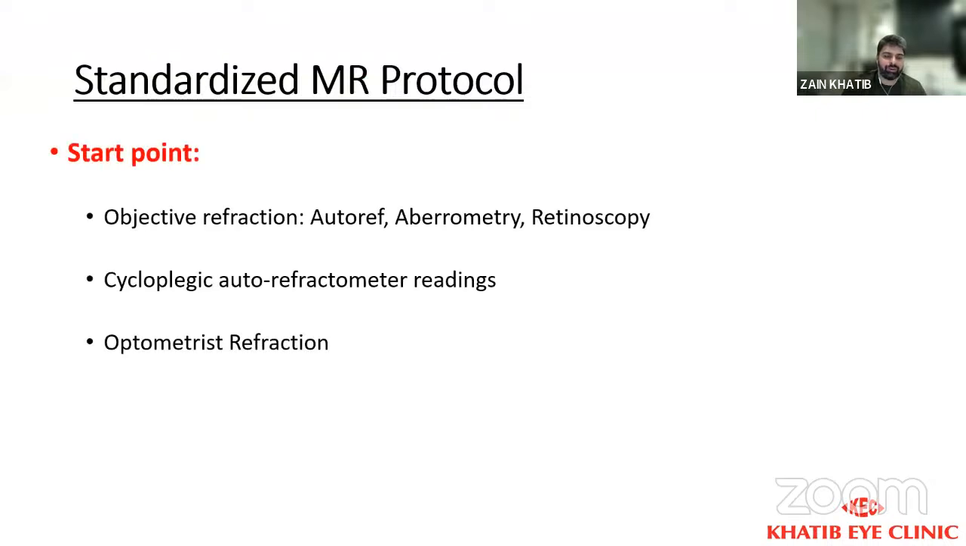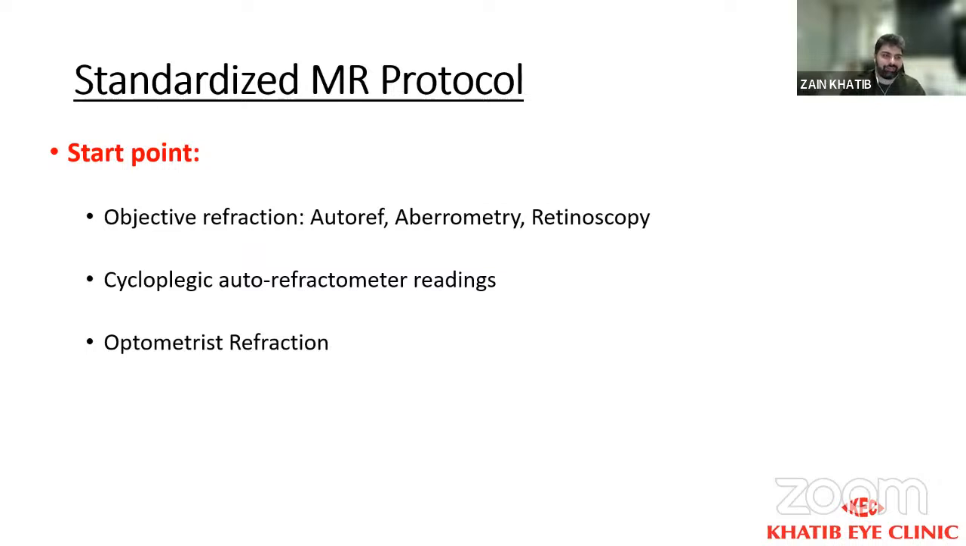So when we talk about standardized manifest refraction protocol, let's assume that we are doing the refraction. What is the starting point for the refraction? Some people may not have an optometrist, but I do have an optometrist. So my starting point is my optometrist's refraction. I put that in the trial frame. But if you don't have an optometrist, you can use your autoref reading, or if you're good at retinoscopy, or if you have an aberrometer, you can use the refraction coming from there. That would be your starting point.